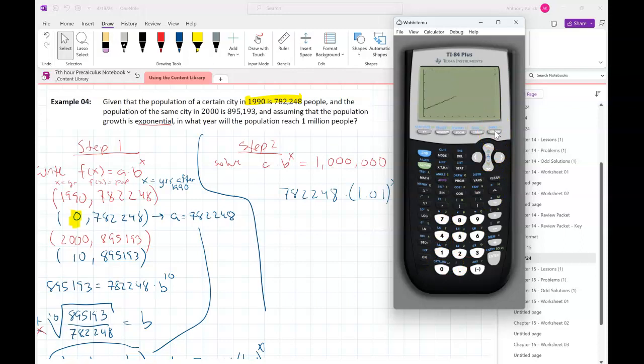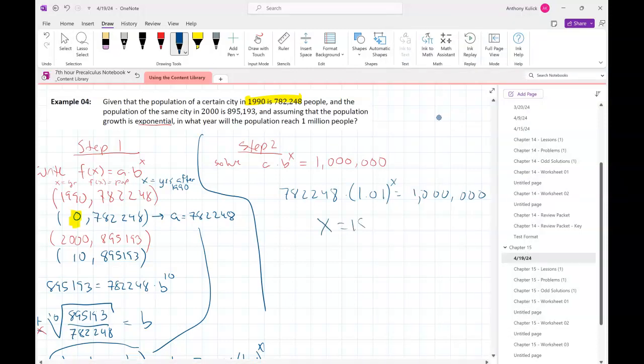So this is my population curve. That's the function that we just wrote. There's the line for 1 million. This is the point that I'm interested in. Second, trace, intersect command, enter, enter, enter. So X is 18.2. And what's the unit for that? What is X? What is the unit for X?